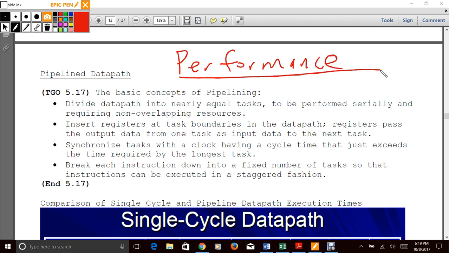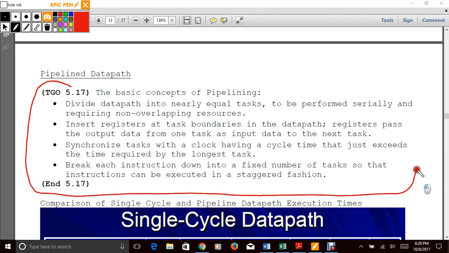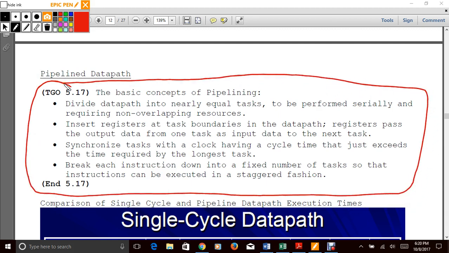And so by doing this, we're going to take this data path that we learned and break it down into nearly equal tasks. We're going to do that using what is known as pipelining. There are 5 basic concepts of this, and in today's lecture, we're going to go into all of this and explain how a data path actually works.